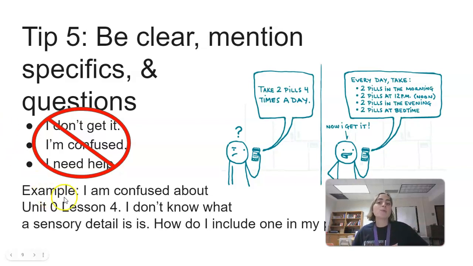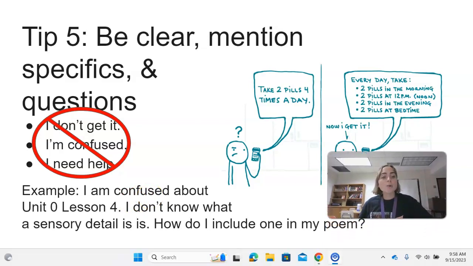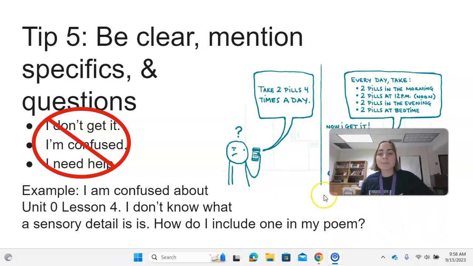So a great example would be, I am confused about Unit 0, Lesson 4. I don't know what a sensory detail is. How do I include one in my poem? So this is a really specific question where then I know exactly how to respond and how to help you out. So avoid just saying like, I'm confused. I need help. Tell me a little bit more about what you need help with.